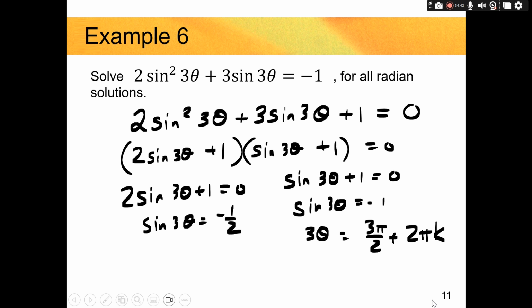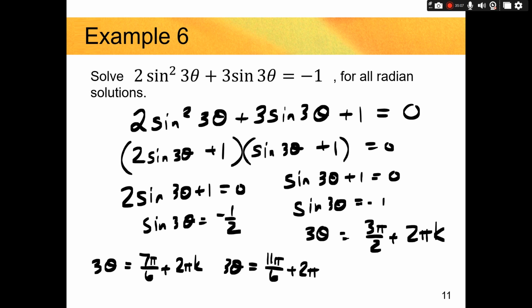All right, first one. You guys okay here? Sine 3 theta is equal to negative 1 would be 3 theta is equal to 3 pi over 2 plus 2 pi k. And the other one here: when is sine going to give you a negative 1/2, anybody? Quadrants 3 and 4? 7 pi over 6. Perfect with that one. 11 pi over 6. Okay, so I got 3 different answers. Kind of just don't mess it up in your mind here. I got this one here, this one, and then I got this one. So 3 different answers. Now I got to divide each of those by 3.